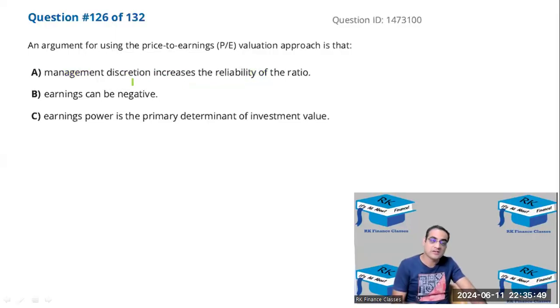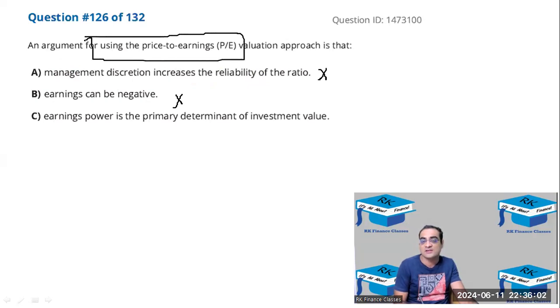So this was about manipulation and this was about negative. And third thing was the earnings could be volatile. So A and B were not the answer because they're looking for the argument in support, argument for using, not arguments against using. So the answer was C. The earning power is considered to be a primary determinant of value.